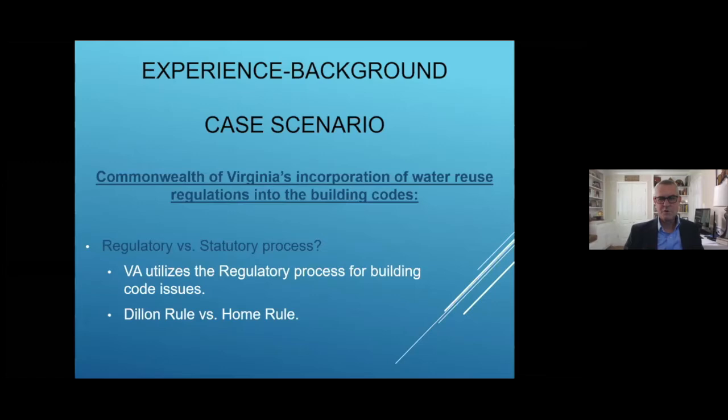So fortunately in Virginia, we use the regulatory process. The Department of Housing and Community Development runs it. And we work through their online, easy, open, transparent process, and I'll speak to that.